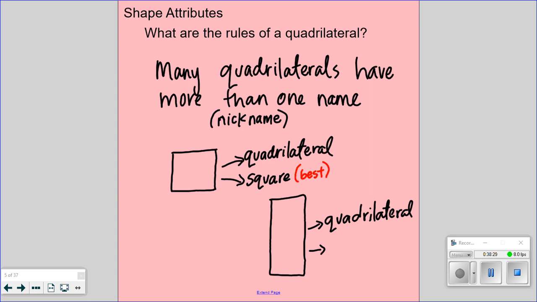Raise your hand to tell me what is the better name that you know this shape as. Mason? Rectangle. Now, does that mean calling it a quadrilateral is wrong? No, it's just not as specific. It's not the best name.